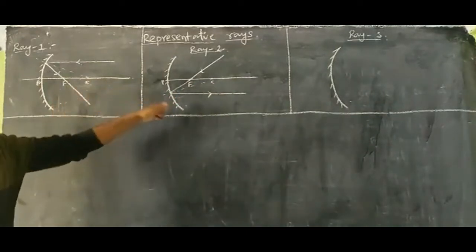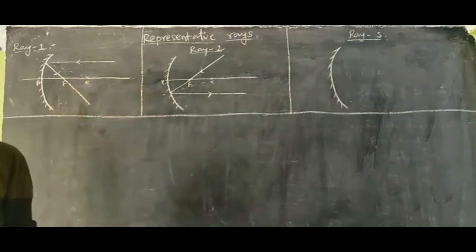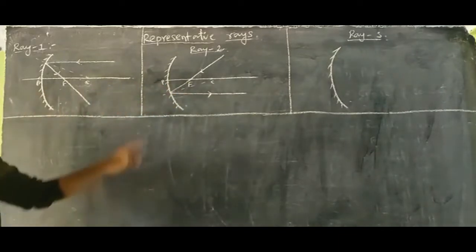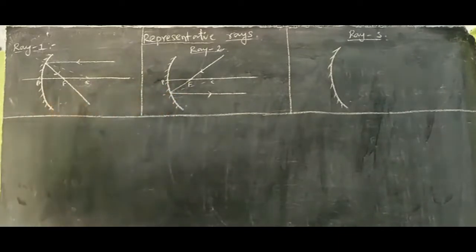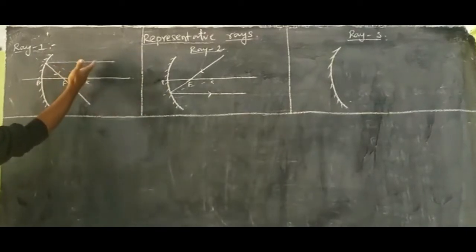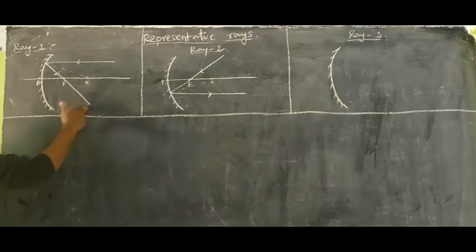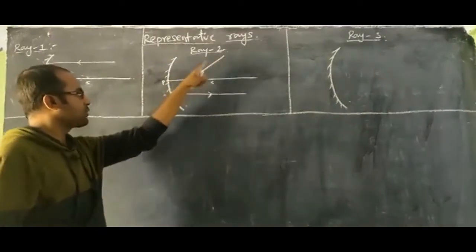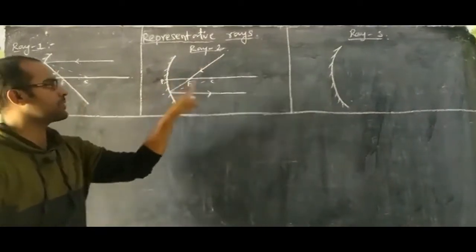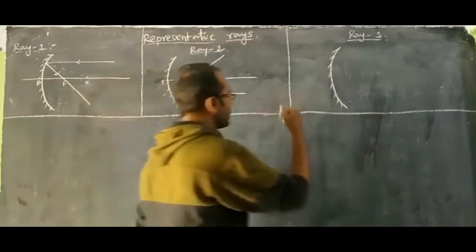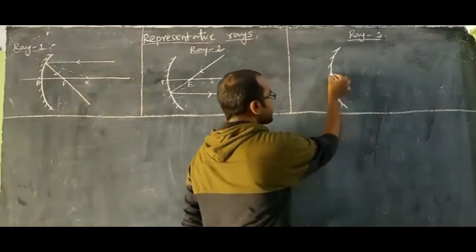These two rays are converse to each other. That means it is a converse rule of the previous one. A ray which is parallel to the principal axis, after reflection passes through the focus. Here, a ray which is passing through the focus, after reflection passes parallel to the principal axis. And next, another ray.